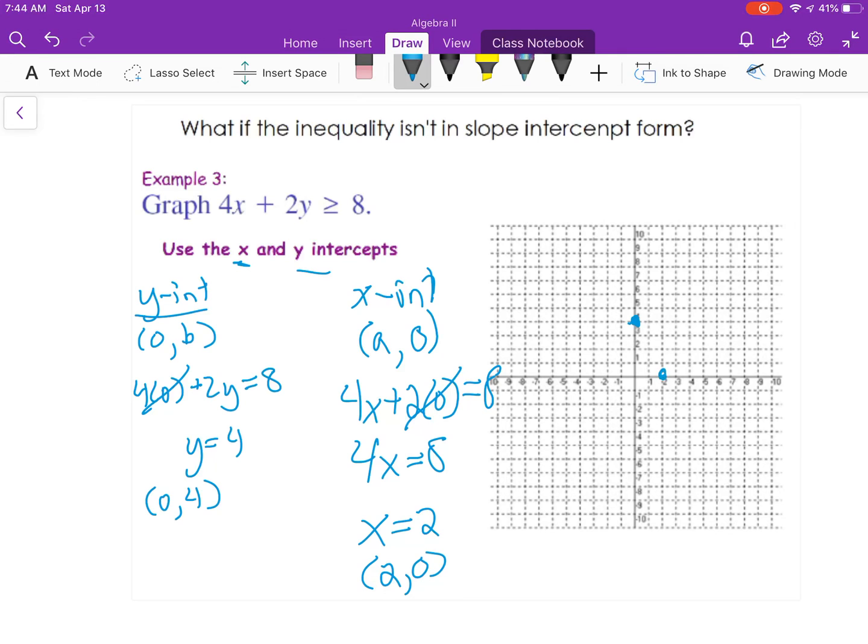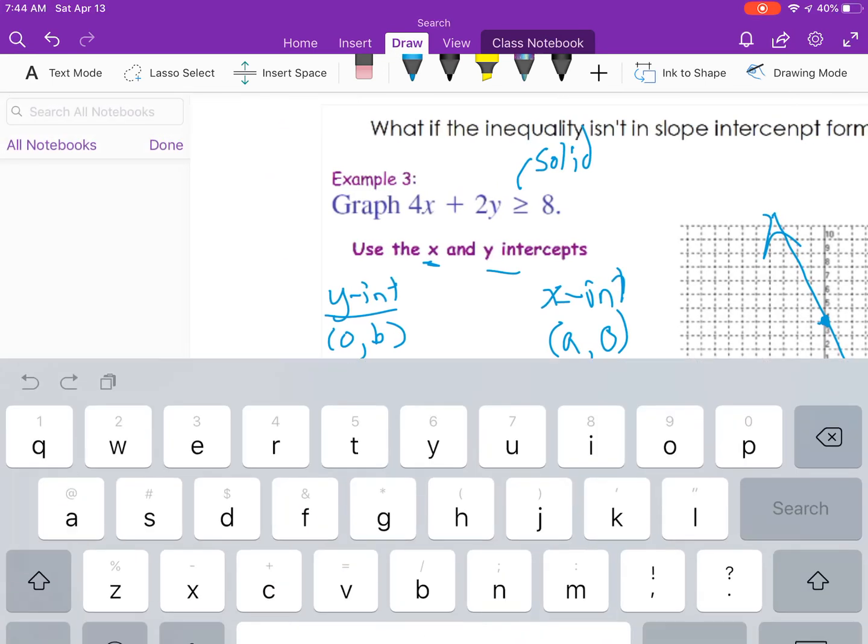And what's nice is I only need 2 points for my line. Now because that is solid, because of the equal sign underneath my inequality, I'm going to connect those 2 points. There's my line. I'd like to pick (0, 0). The only time I couldn't use (0, 0) for my x and y to test is when it's on the line.